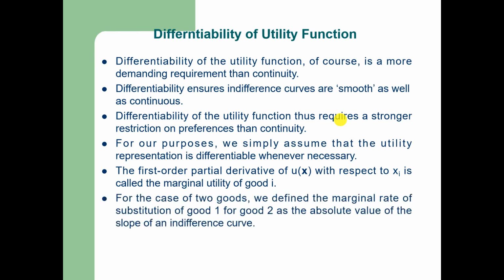For the case of two goods, we defined the marginal rate of substitution of good 1 for good 2 as the absolute value of the slope of the indifference curve. That is, marginal rate of substitution of good 1 for good 2 is the negative of the slope of the indifference curve, and that is equal to partial of u with respect to x1 divided by partial of u with respect to x2, and that is equal to the ratio of the marginal utility of good 1 divided by marginal utility of good 2. So this is in brief.